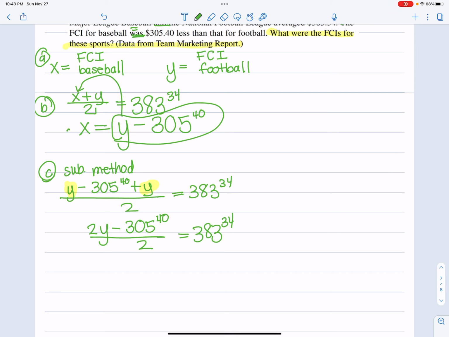Now, how are you going to get the Y? When you get rid of the 2 at the bottom, how do you get rid of the 2 at the bottom? You're going to multiply each side by 2. So then you're left with 2Y minus 305.40 equals, was it 7? Let me figure it out. 788, I think it's something. Or I could be wrong here. Sorry. Let me figure it out because I put it in my calculator. 383.34 times 2. Yeah, I got 766.68, right?